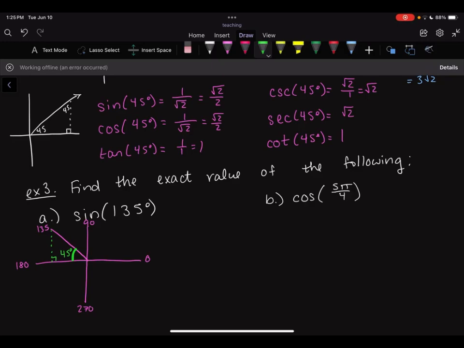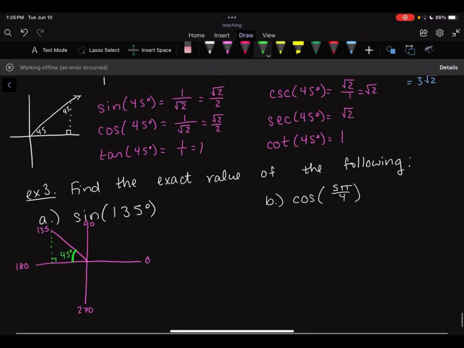So what this tells us is that instead of thinking about 135, I can just think about sine of 45. So sine of 45 degrees is root 2 over 2. I'm getting that from up here because we found that earlier. So sine of 45 degrees is root 2 over 2, so sine of 135 will also be root 2 over 2.